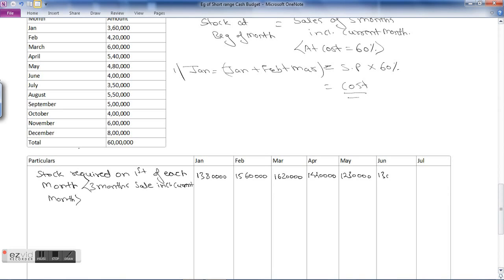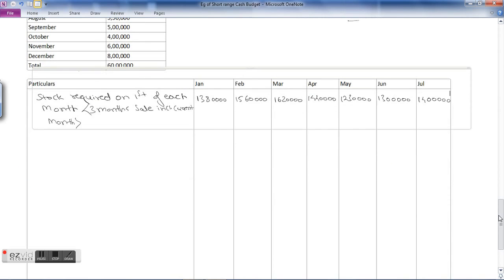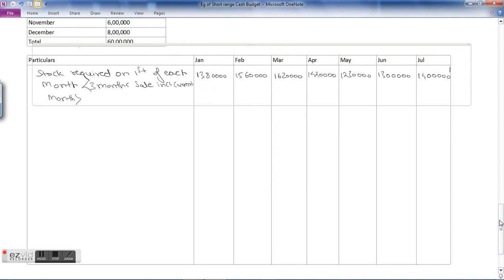Okay, then for the month of July, since we need to calculate the closing stock in the month of June, so we are calculating something for the month of July also in this case. Okay, so for the month of July, it's 3,50,000 plus 5,50,000 plus 5 lakh. So that comes to 14 lakh. Now the stock required on the 1st of each month is at a selling price. Okay, so we need a stock at a cost. Okay, so cost is nothing but 60% of the above.